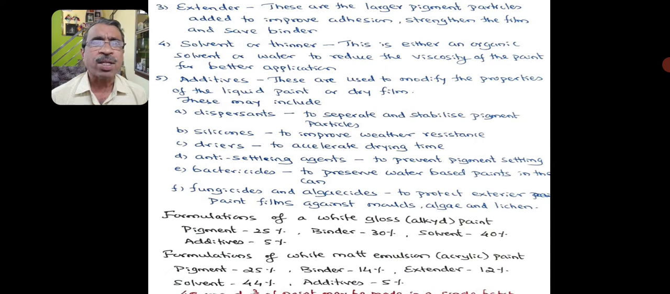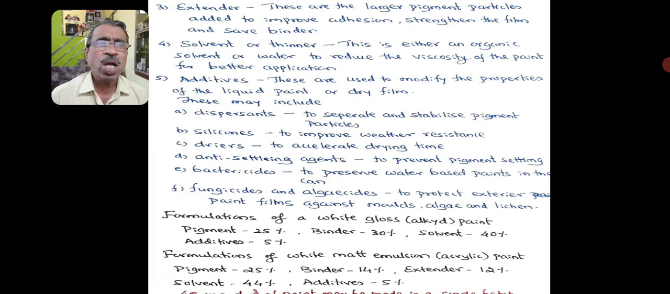The fourth one is a solvent or thinner. This is either an organic solvent or water to reduce the viscosity of the paint for better application. Lastly, the additives. These are used to modify the properties of the liquid paint or dry film. These may include dispersants, silicones, dryers, anti-settling agents, bactericides, fungicides and algicides, and so on.